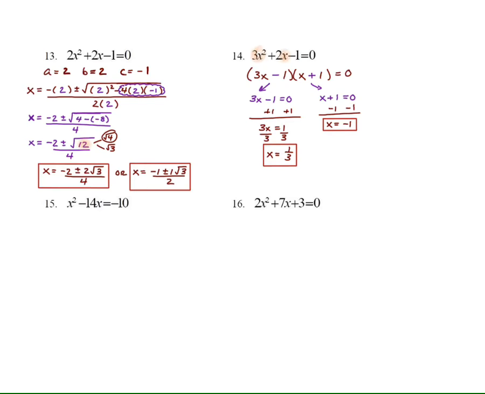And then 15, what I'll notice is what we have a tendency to do is just try and use the quadratic formula, but not really pay attention that this problem is not in standard form yet. So the first thing I'm going to do is add 10 to both sides, get everything on the left. So I get x squared minus 14x plus 10 equals 0. And then I'm going to look to factor that. Are there any factors of 10 that add to 14? No, there aren't. So then I'm going to set up the quadratic formula.